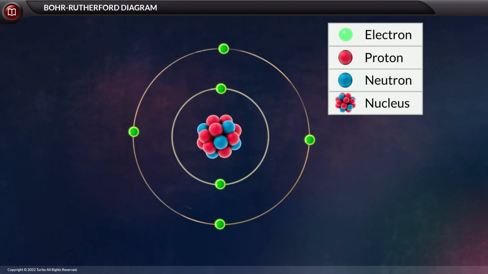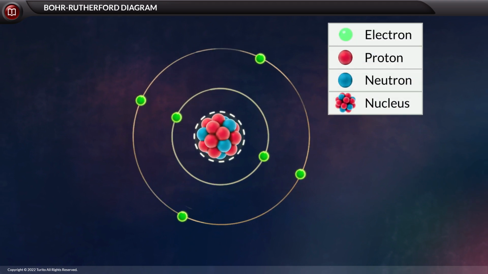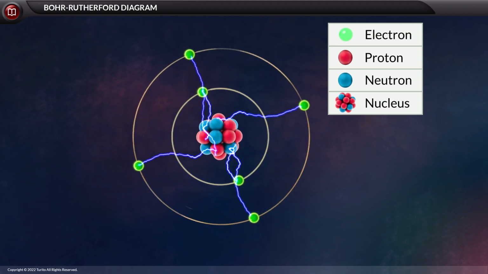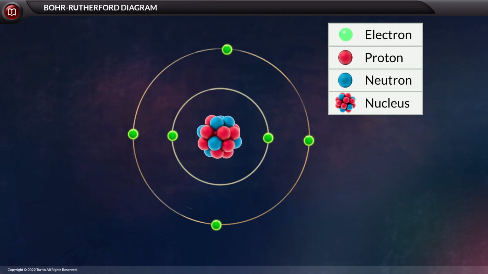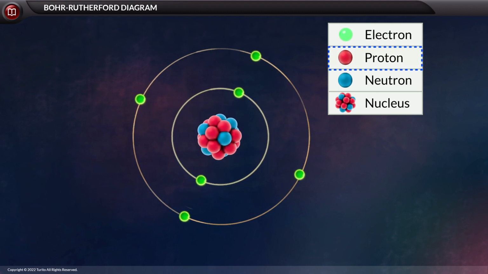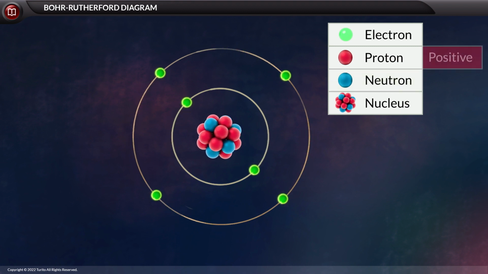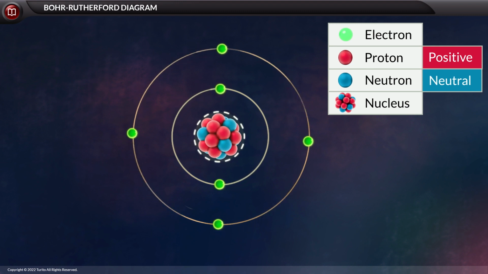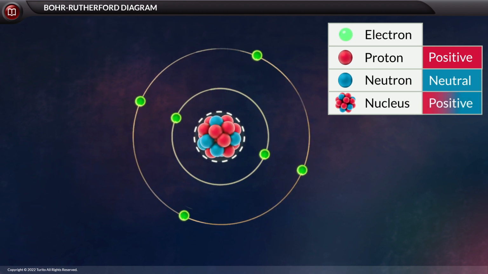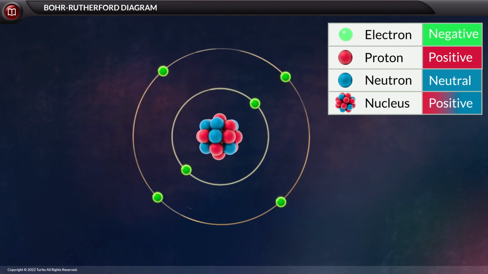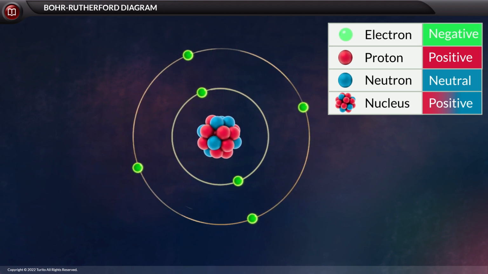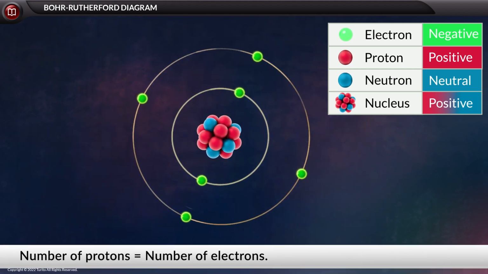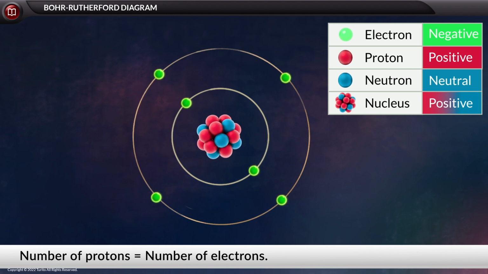In this atomic model, there is a central, dense, small nucleus surrounded by electrons. An electrostatic force of attraction holds the nucleus with the electrons. The nucleus consists of protons and neutrons. Protons are positively charged, and neutrons are neutral. Thus, the overall charge on the nucleus is positive. The electrons are negatively charged, and they revolve around the nucleus in their fixed paths, called shells or energy levels or orbits. The number of protons and electrons in a neutral atom is equal.